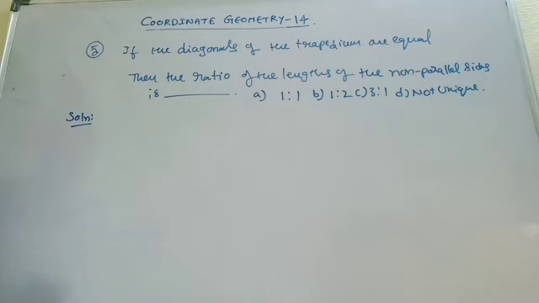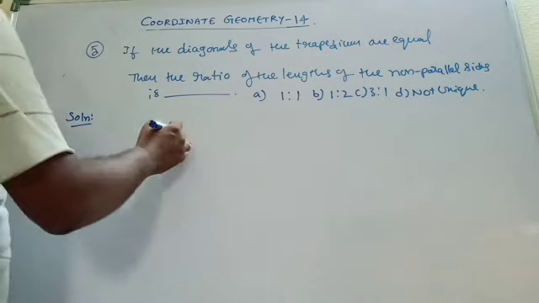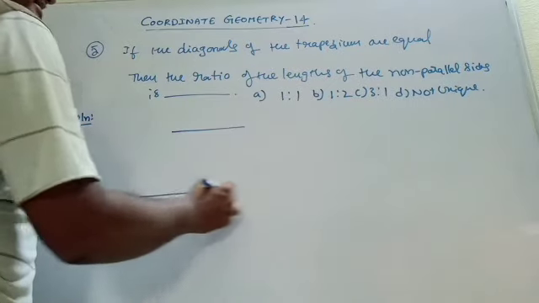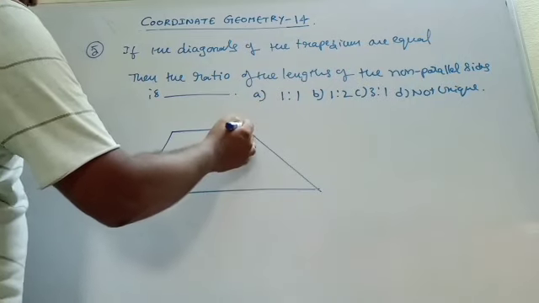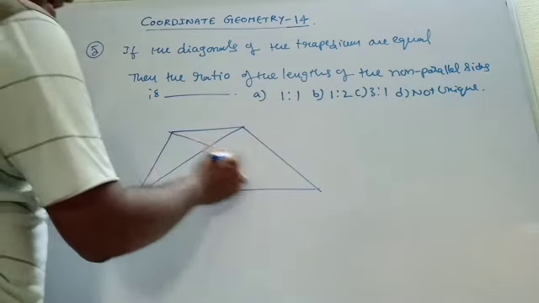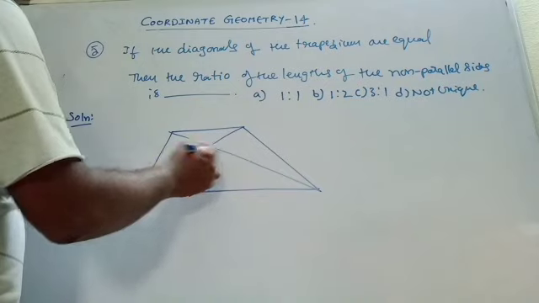The fifth problem of this video: if the diagonals of the trapezium are equal, then the ratio of the lengths of the non-parallel sides is what? You see, my dear students, you have a trapezium. They are telling that the diagonals are equal. This means these diagonals are equal.